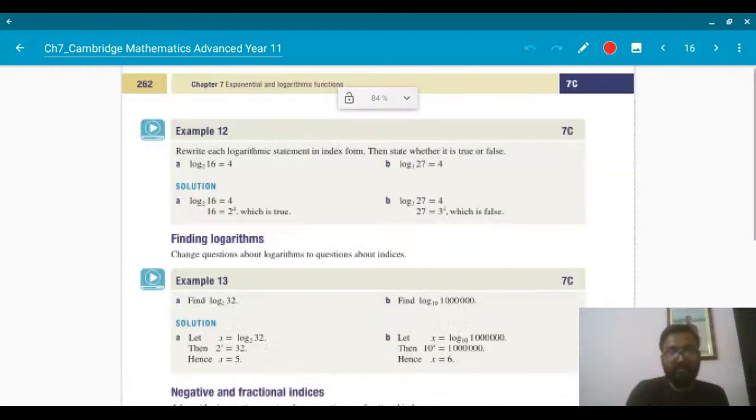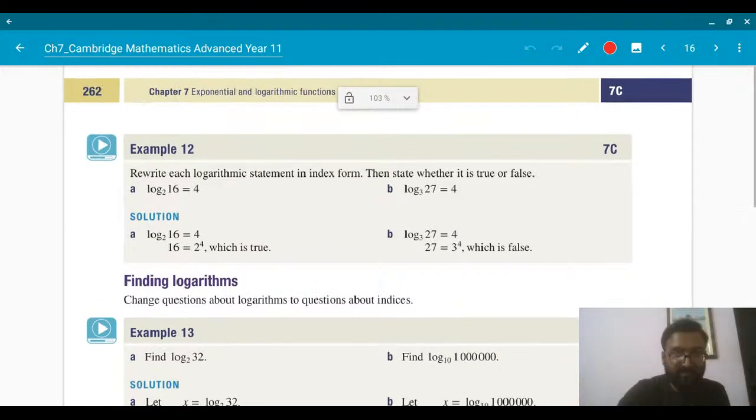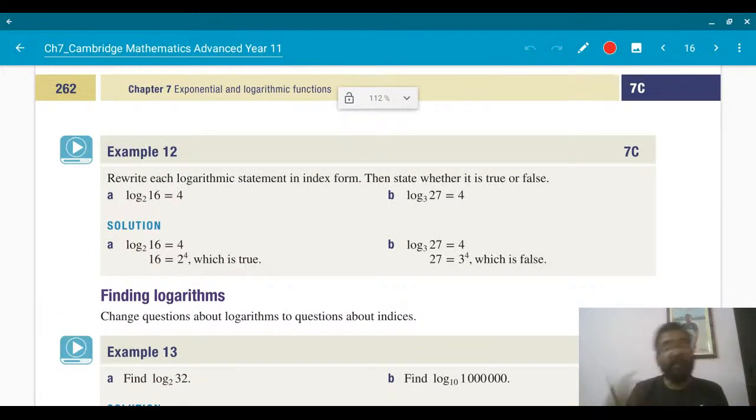Whenever you write log base, the base is clearly mentioned. In general, we might not clearly mention it. Sometimes we write log, sometimes we write ln, sometimes we write log base 2. So here you mentioned base 2. So it is clear, no issue with mentioning the base value.